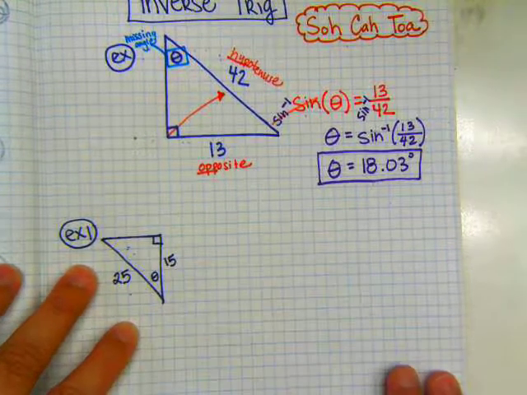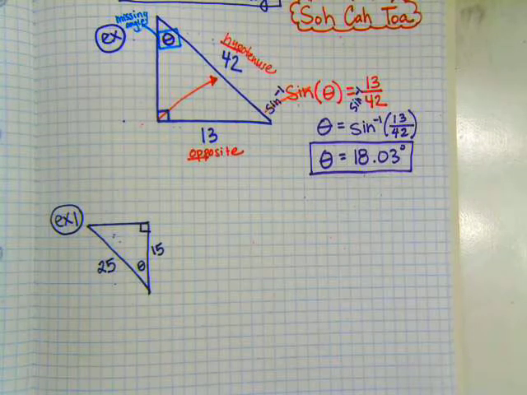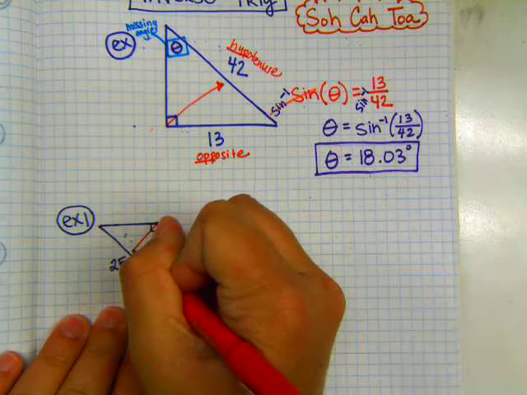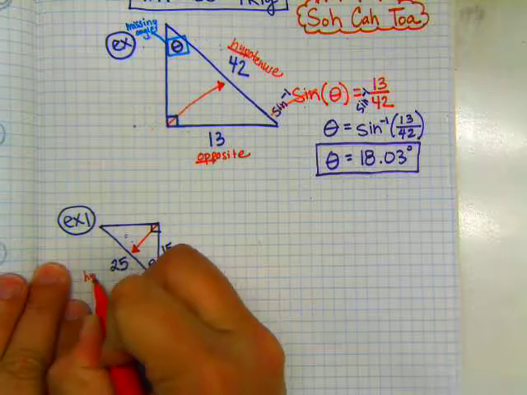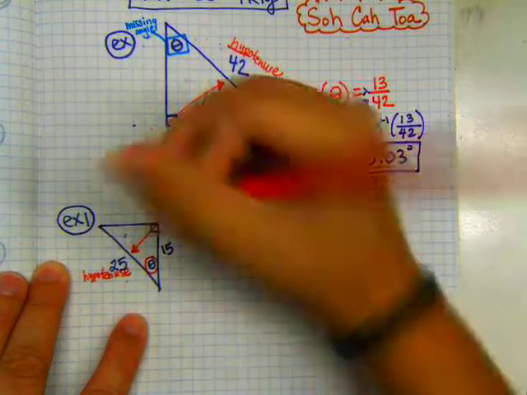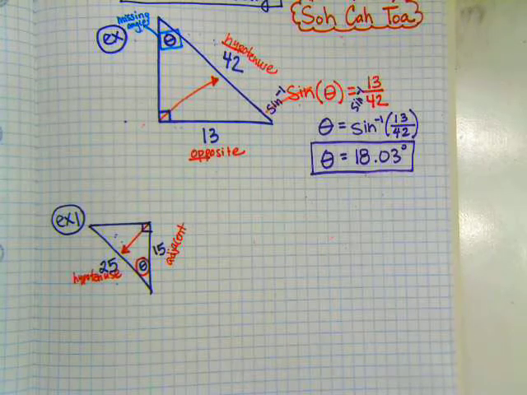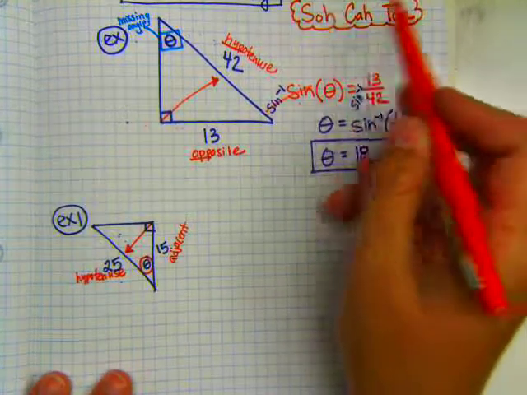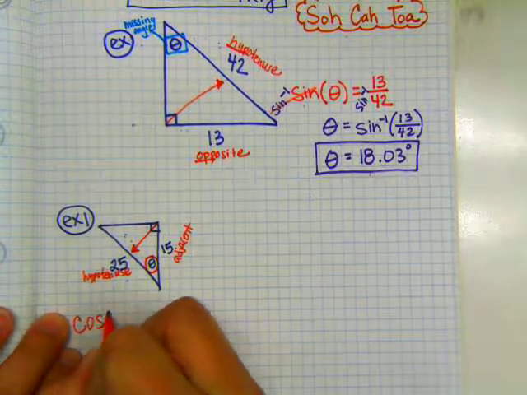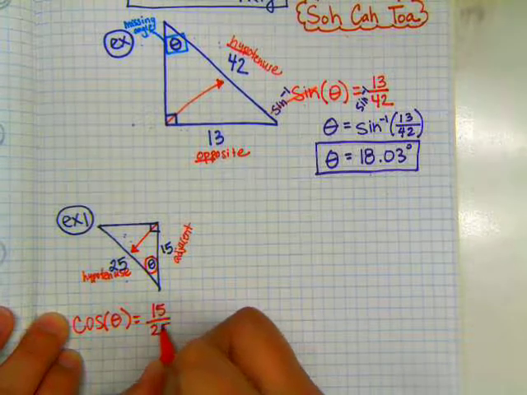Go ahead and try that one. Start by setting it up and see if you can find theta. All right, so when we set this up, we're going to figure out what parts we're given. Well, we can label our hypotenuse first, so that's right here. And then looking at this theta, 15 is adjacent. So which ratio uses adjacent and hypotenuse? That would be cosine. So this is going to be cosine of theta equals adjacent over hypotenuse.